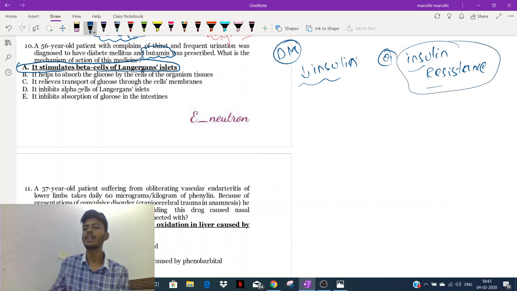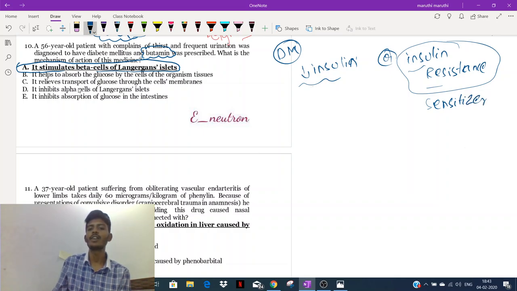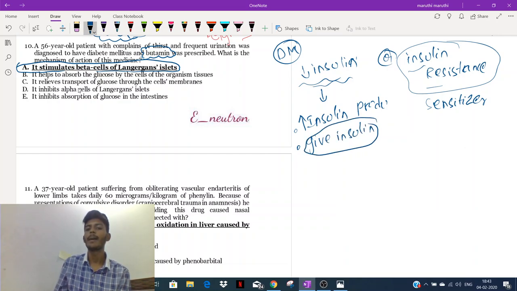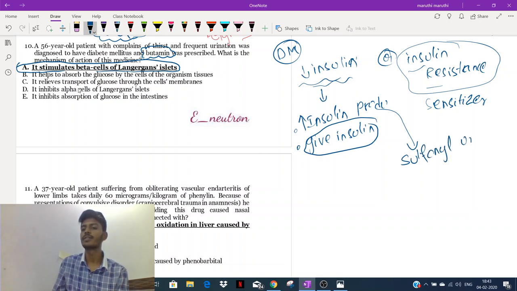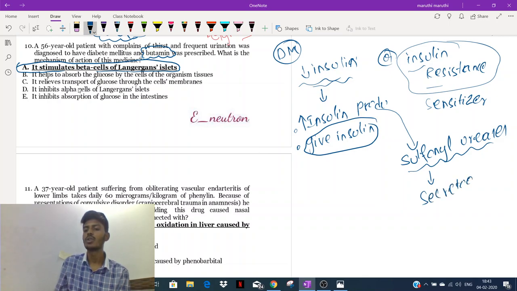For insulin resistance, we treat with sensitizers. But if there is low insulin, we need to increase the insulin production. Or we can do one more thing. If the patient doesn't have insulin, just give him the insulin. Yes or no? So giving insulin will be direct insulin therapy. But insulin production could be increased by some group of drugs such as sulfonylureas. Okay, now these sulfonylureas are the group of drugs called secretagogues.